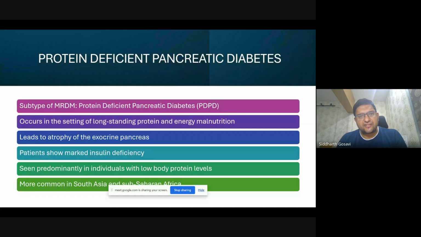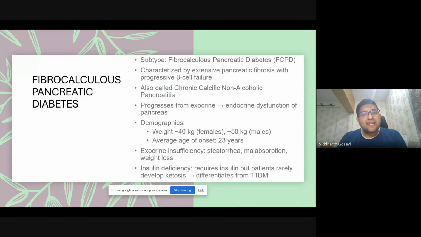The second type, which I would like to touch upon, is the fibrocalculous pancreatic diabetes, characterized by extensive pancreatic fibrosis with progressive beta cell failure. It progresses from exocrine involvement to even endocrine dysfunction of the pancreas. The weight of females would normally be around 40 kg, whereas males would weigh around 50 kg. Average age of onset is 23 years and above.